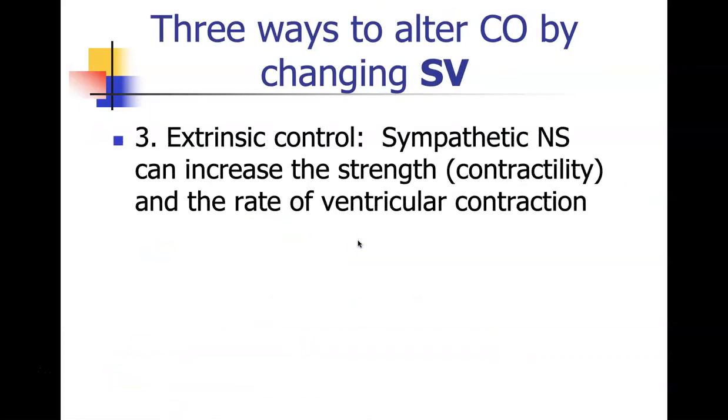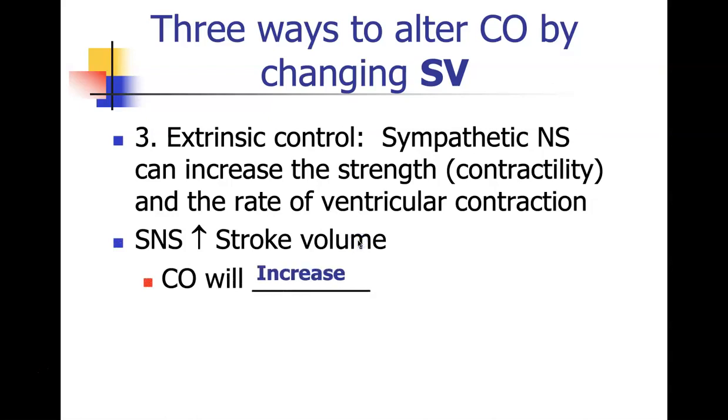We also have extrinsic control. So sympathetic nervous system activity, in addition to changing that heart rate, can also increase the strength or the contractility and the rate of ventricular contraction, which is going to increase cardiac output. So sympathetic nervous system activity can increase stroke volume via this pathway of contractility.